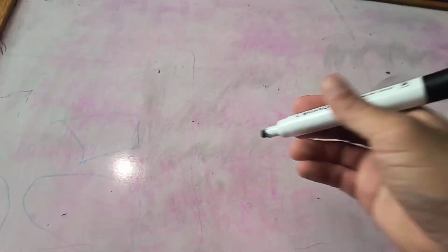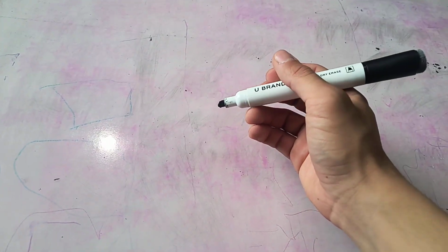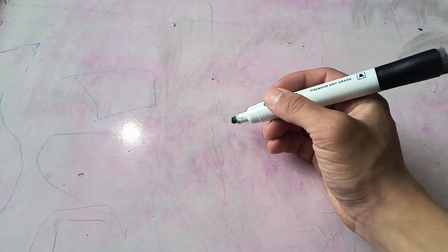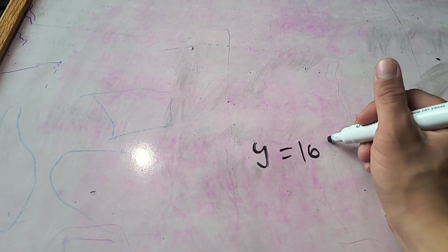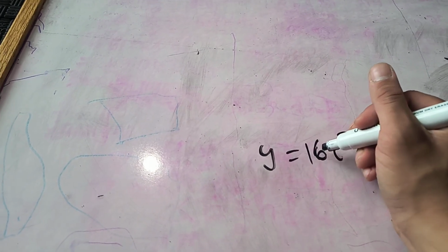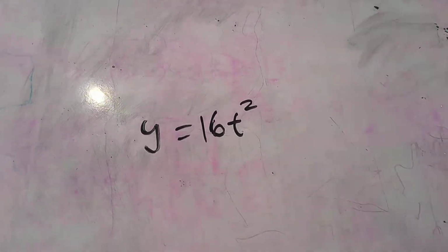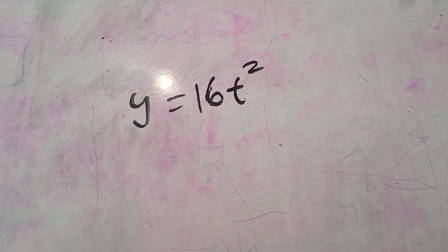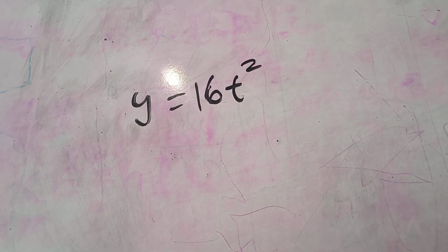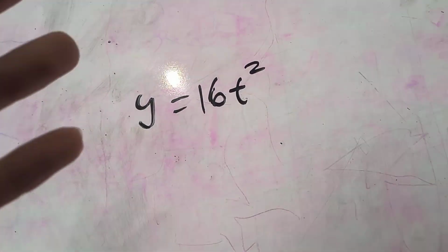For instance, let's say we had a distance equation of a falling rock, and that it would be y equals 16 times t to the power of 2, where t is the time since the rock went from a resting state to a falling state. And this will give you the distance it has traveled.